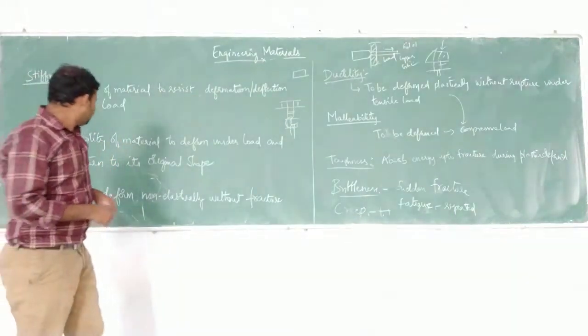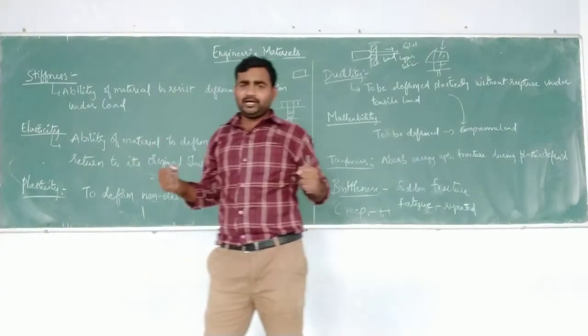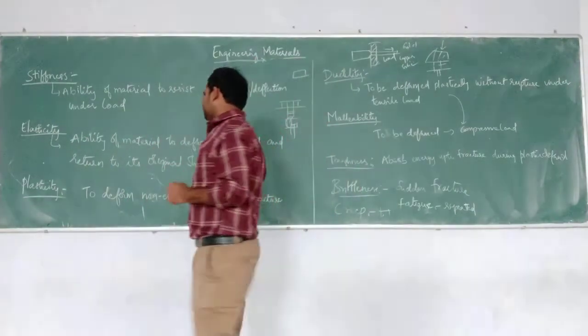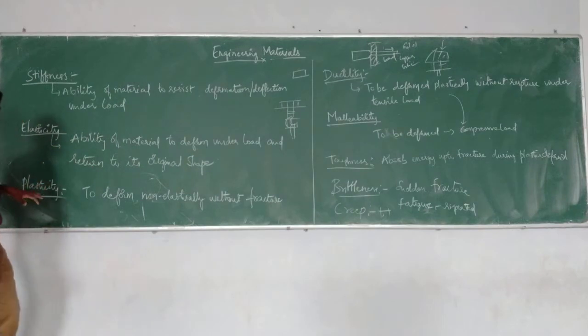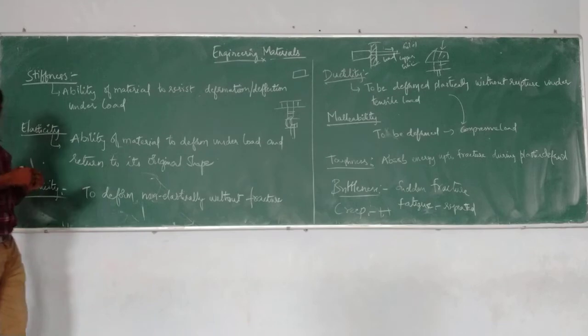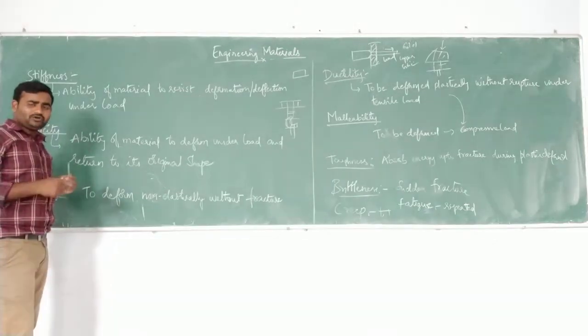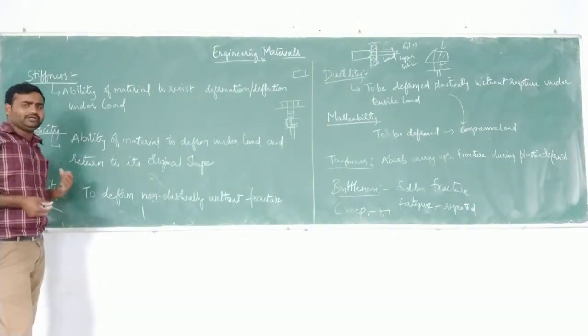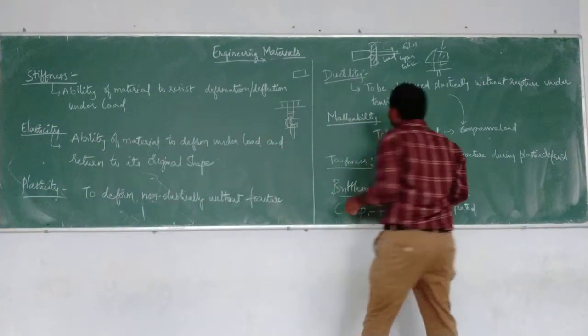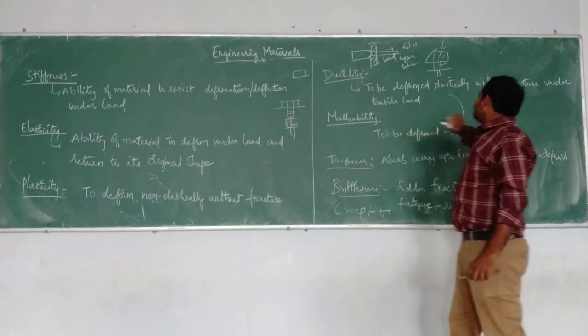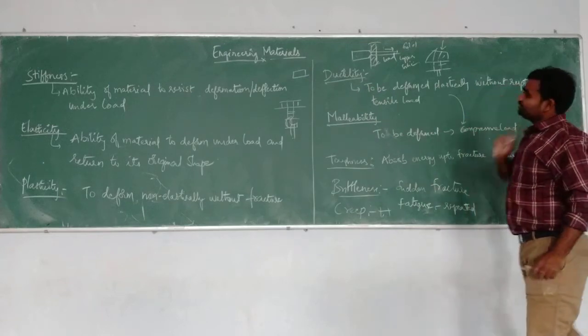Elasticity is nothing but pulling a rubber band and regaining its position. It is called elasticity. Elasticity means it regains its position. And plasticity is nothing but deforming the shape without fracture, and it cannot regain its original position. This is plasticity. Coming to ductility, it is plastic deformation without rupture under a tensile load.